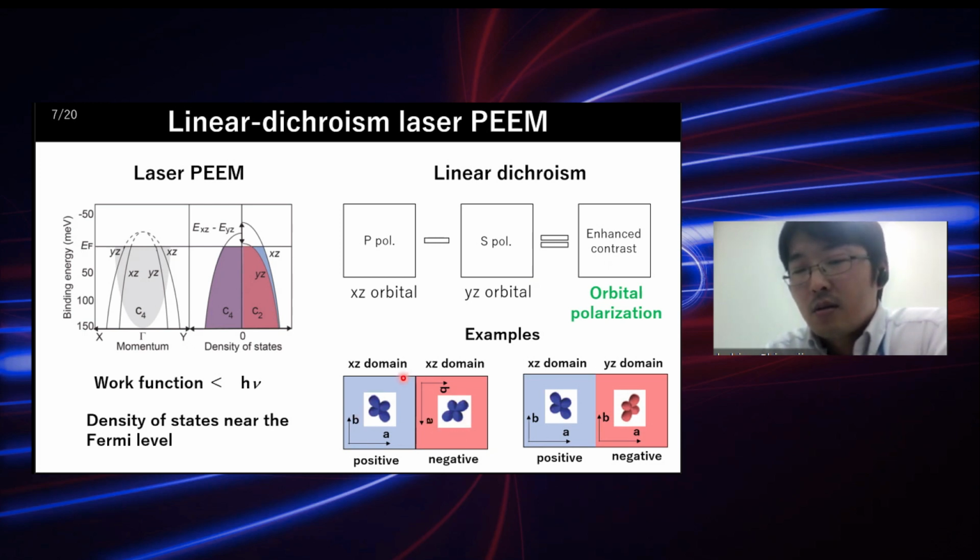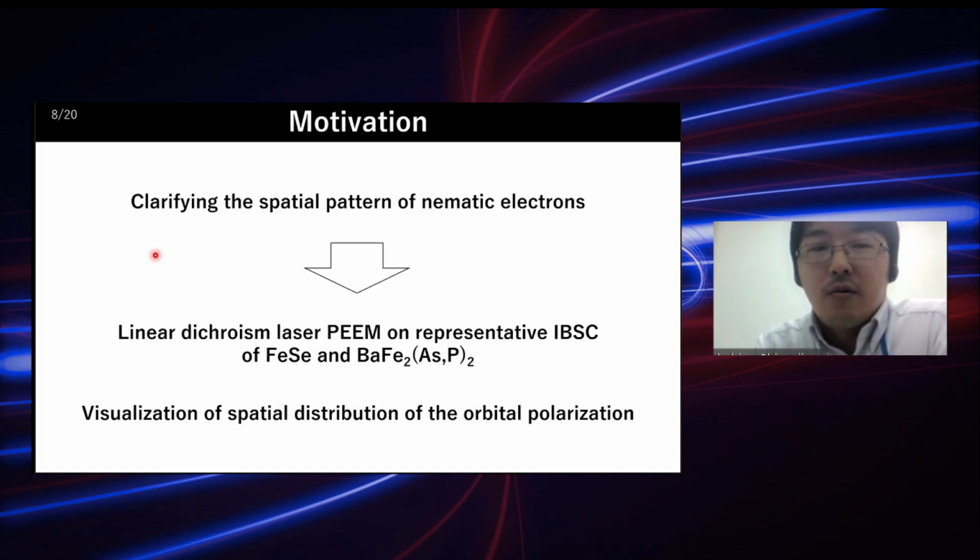So the sign of the LD signal is plus and minus, so we will observe the contrast. On the other hand, if we have large orthorhombic domains, but there are 2 types of orbitals, XZ and YZ, in this case we have plus and minus signals, so there is a contrast. And by using this method, we would like to clarify the spatial pattern of nematic electrons.